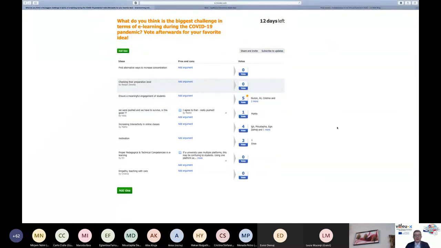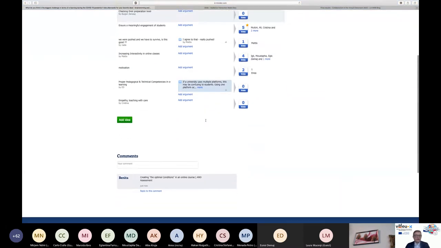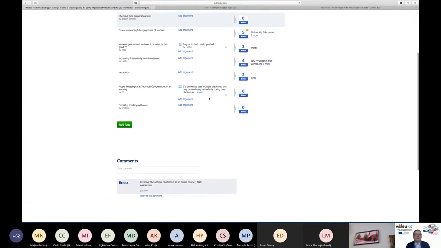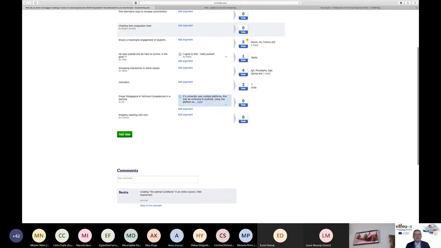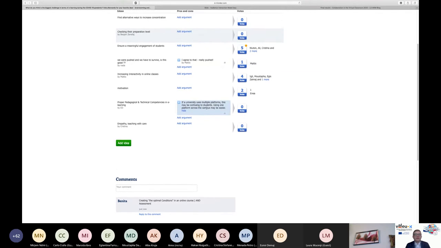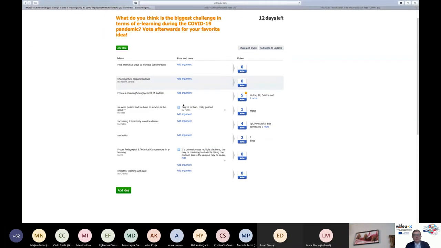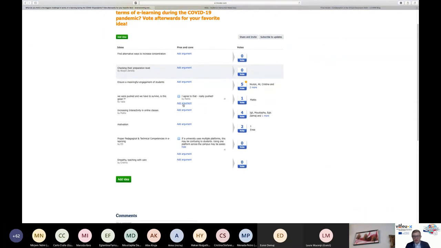And we see, okay, the highest vote goes to ensure a meaningful engagement of students. That's very interesting. And we have another comment here. If a university uses multiple platforms, this may be confusing to students. Using one platform across the campus may be easier. Yeah, that's right. One platform may be easier, maybe adding some tools. But if you have another opinion to that, feel free to add an argument to this one.